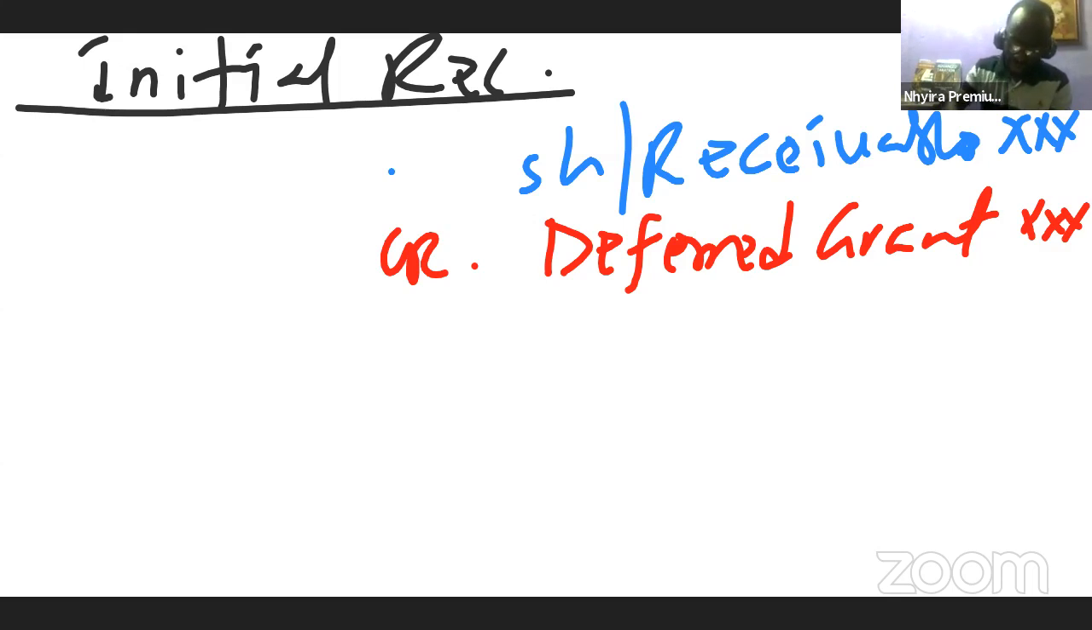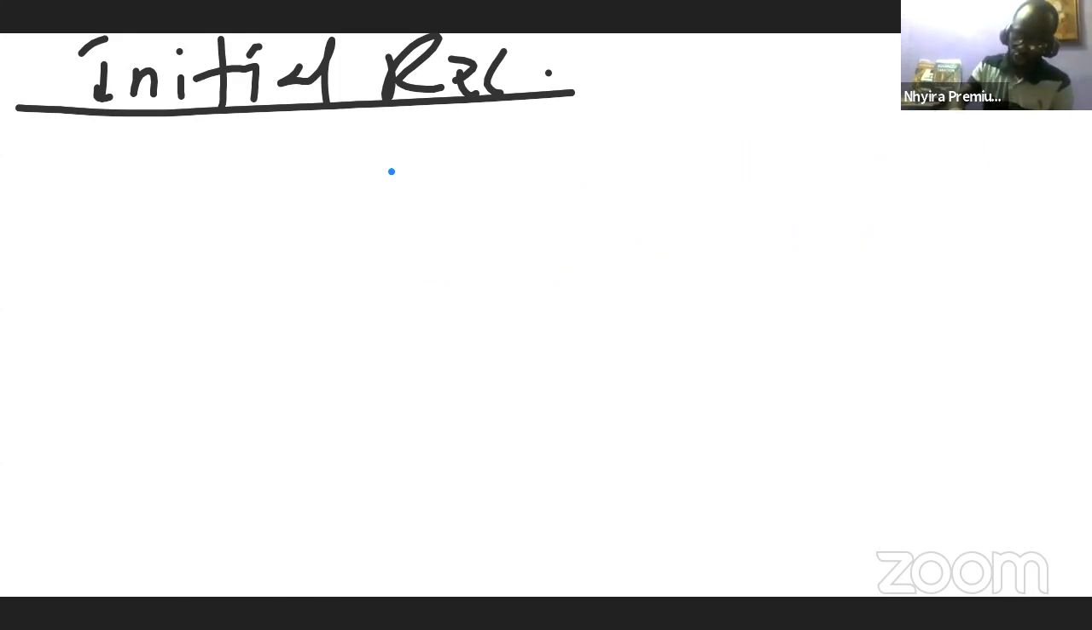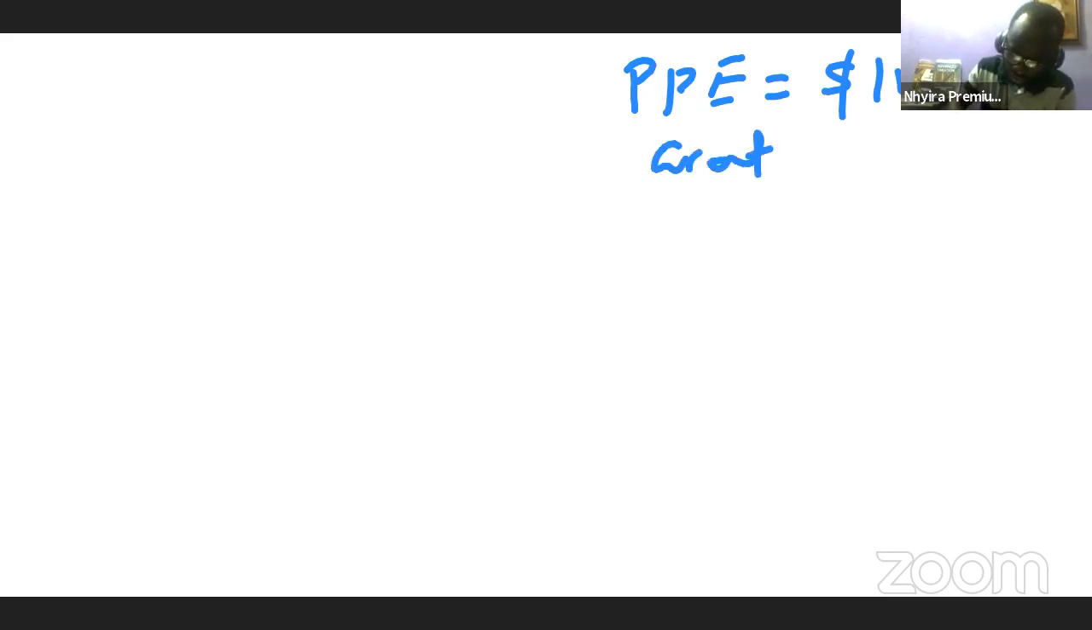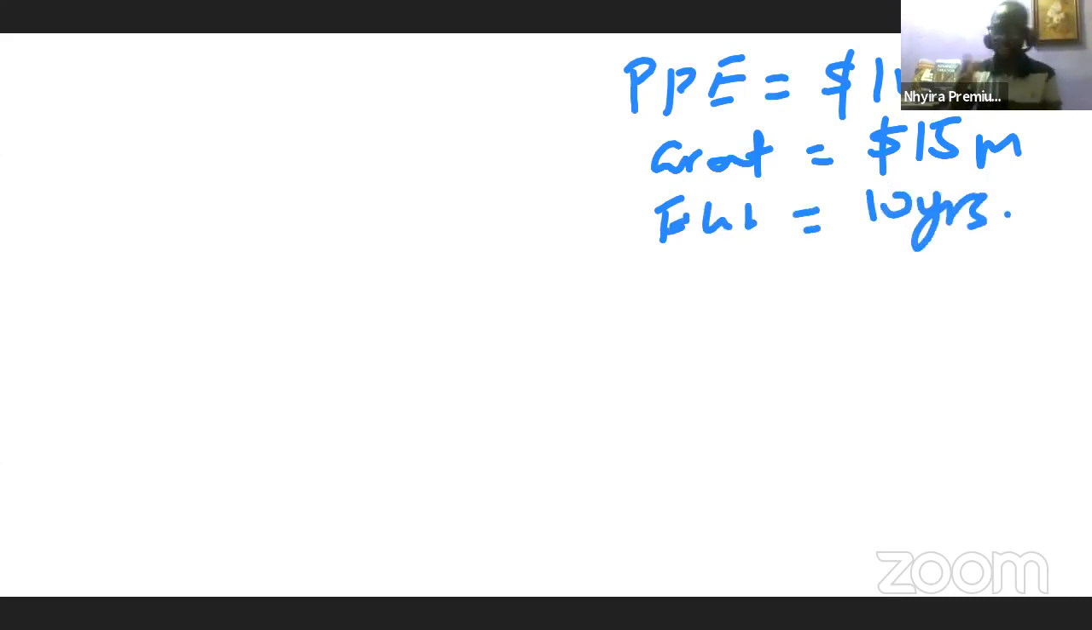So let me pull a scenario up simply, then I'll show you what I mean by that. Just a simple scenario. So let's say we buy a property, plant, and equipment, and the cost is, let's make it simple, maybe 100 million. So let's say the government says that, hey, you do well, I'm going to give you $15 million as a grant. So let's say that the economic useful life of this asset is, simple, 10 years. How do we account for this in our financial statement?